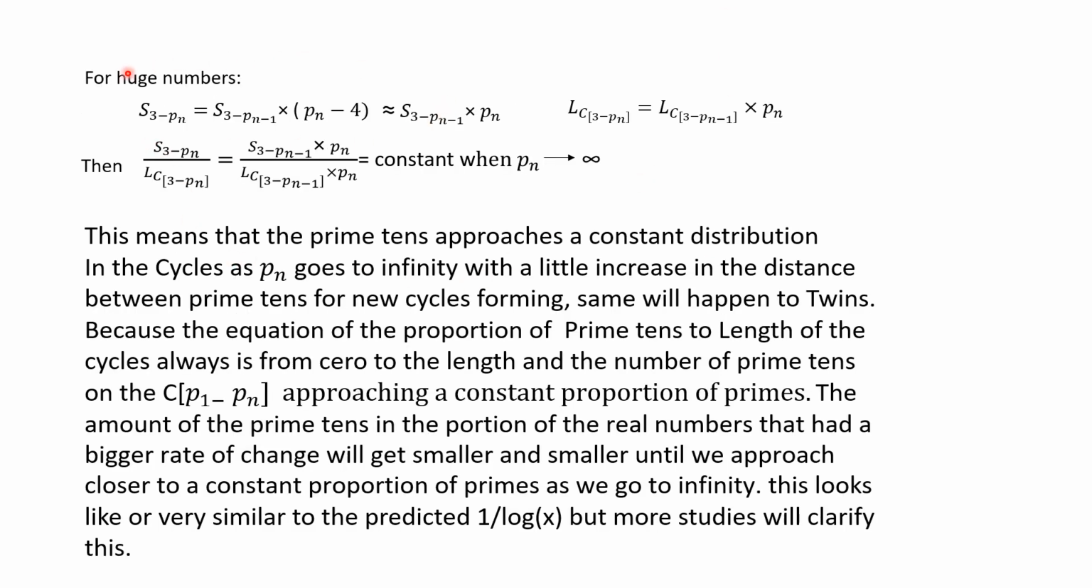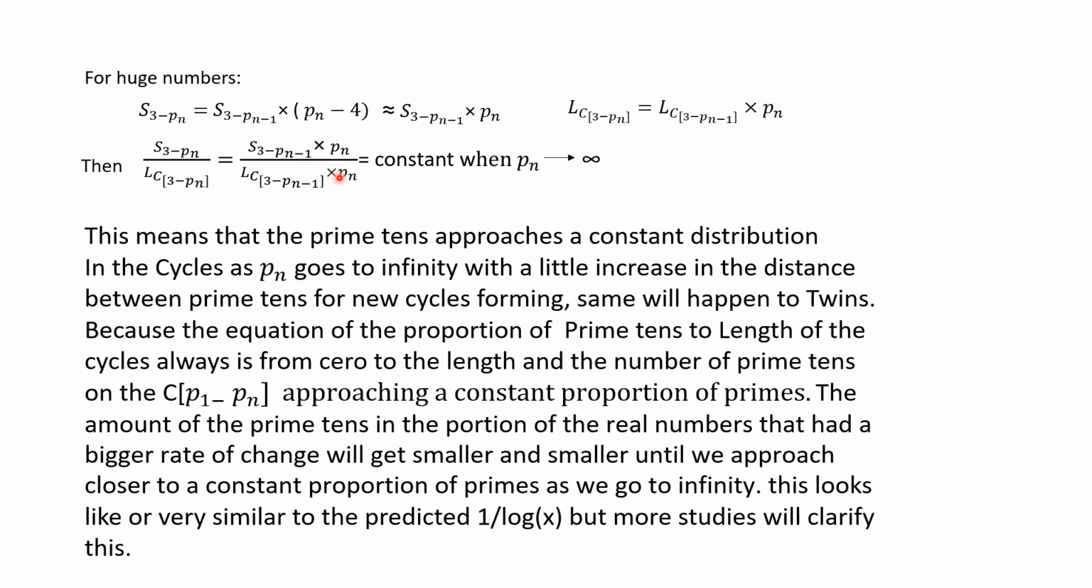So here we have the proportion of prime times in a cycle. For huge numbers, we can get rid of the 4 and make this equation, just to make a comparison. We have the length equation here. So we're going to do a proportion. We're going to divide the number of prime times by the length of that cycle. And you can see that both are going to be multiplied by prime n.